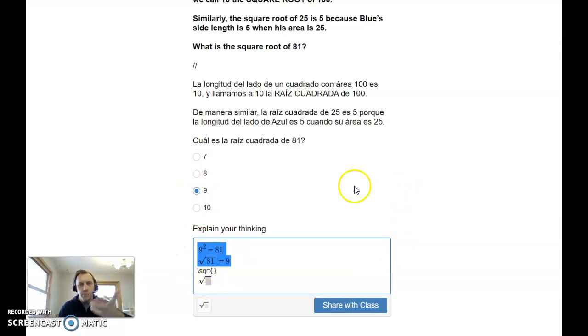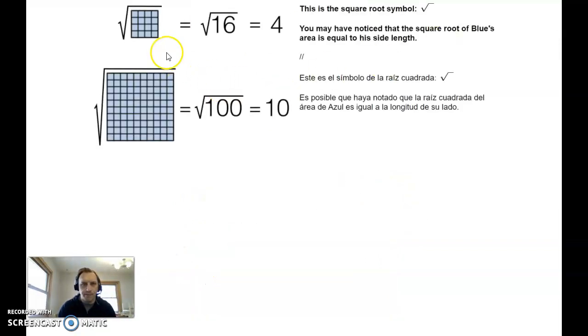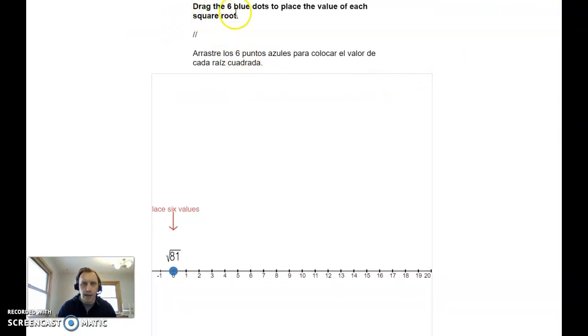And see how those undo each other? All right, keep going. This is the square root symbol. So we say the square root of 16 is 4. The square root of 100 is 10. So drag the blue dots to place the value of each square root. All right, so go ahead, pause that, and come on back.